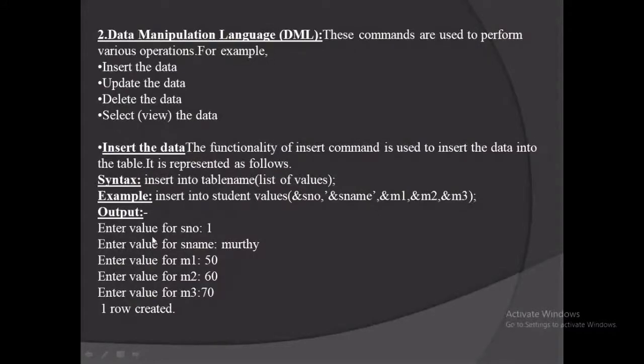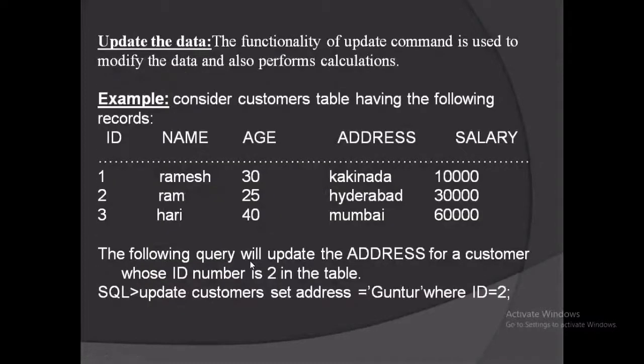Output. Enter value for student number: 1, student name: Murthy, marks M1: 50, M2: 60, M3: 70. So enter. One row is created. That means one student data is inserted in the table. Okay. Next, update the data.